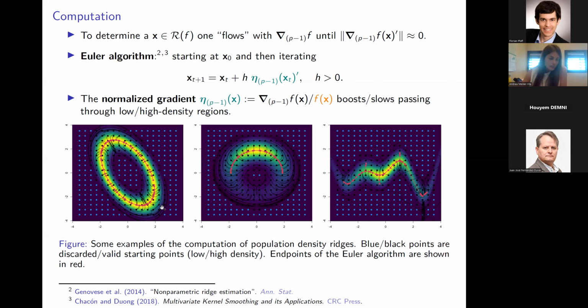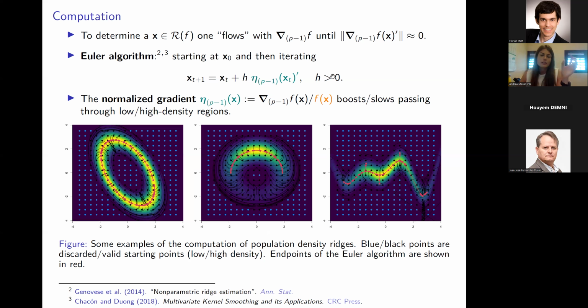Here in this plot, we have the same example that we introduced in the first slide, showing how to compute the population density ridge. Here in blue, we have the points that are discarded because they have low densities, and these black points are the valid ones because we have high density here. With red, we are indicating the endpoints of this Euler algorithm. This is the case where the density is known, that is, the population density ridge. But what happens when the density f is unknown?